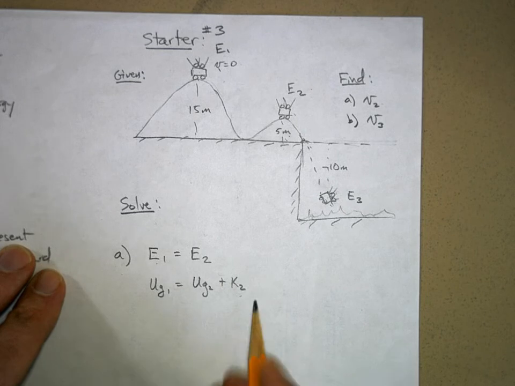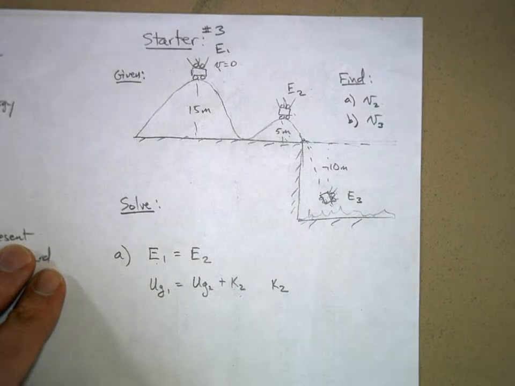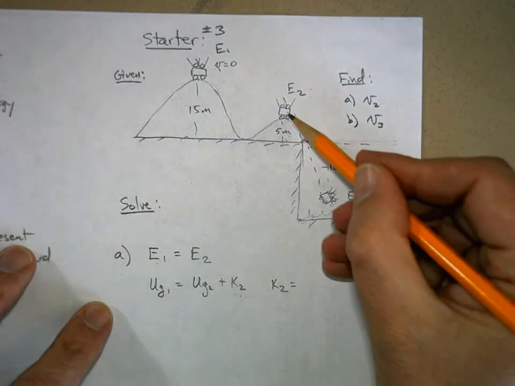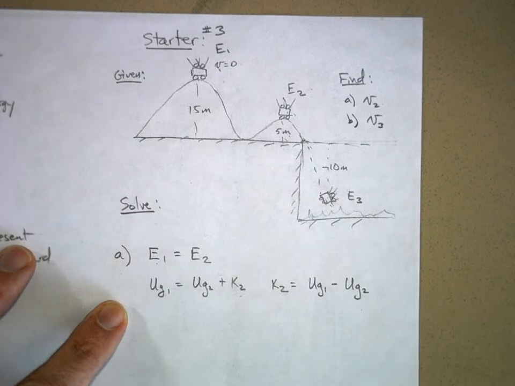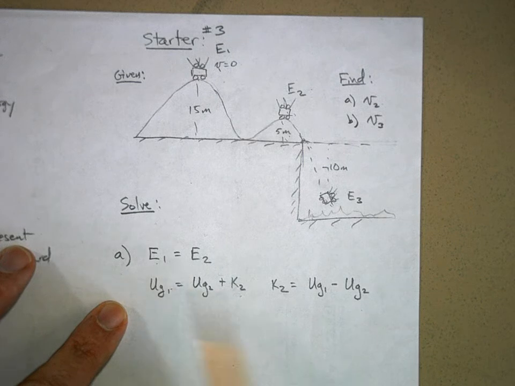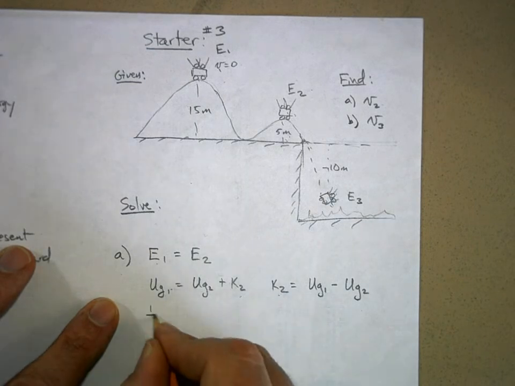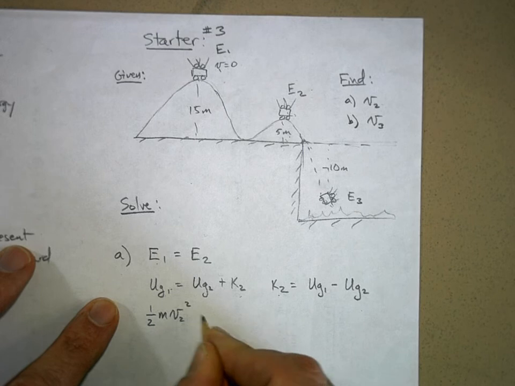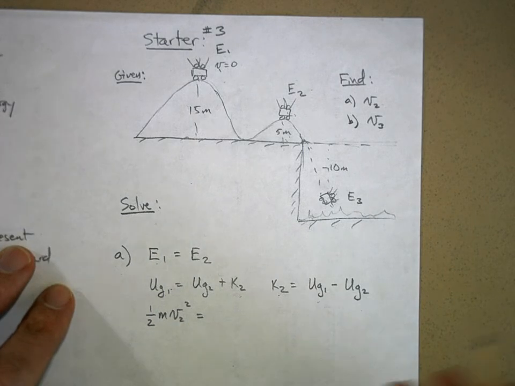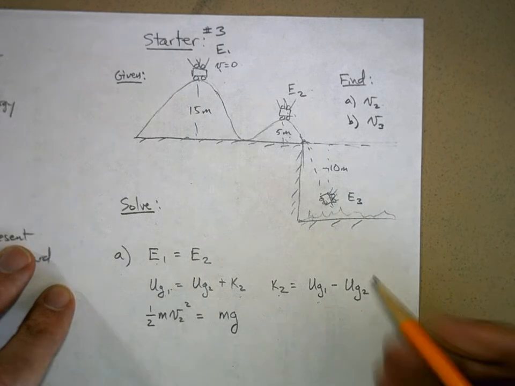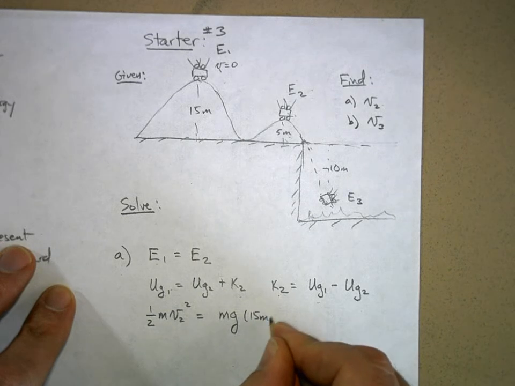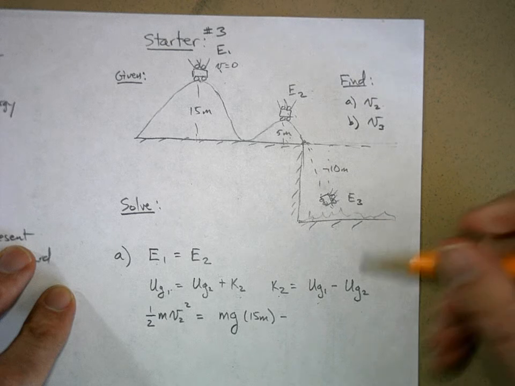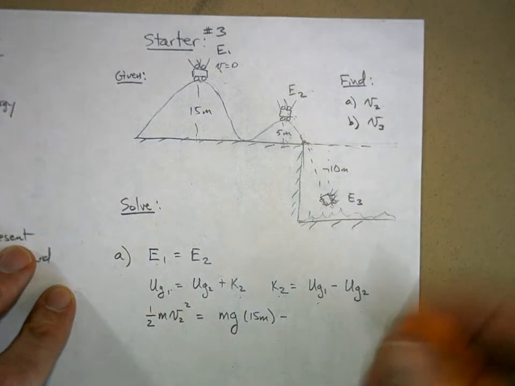So what I can do is solve for K2. The kinetic energy at position 2 is equal to UG1 minus UG2. Does that make sense to everybody? I just subtracted this to the other side, expressed it like that. And now I think I'm ready to put in numbers or formulas. 1/2 m V2 squared is equal to mgh1. And what is h1? h1 is 15 meters. Minus mgh2. Well, what is h2? 5 meters.